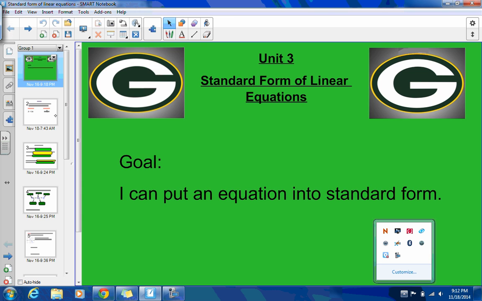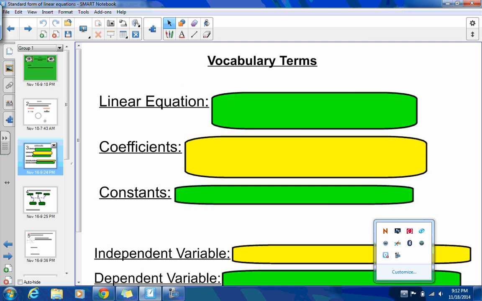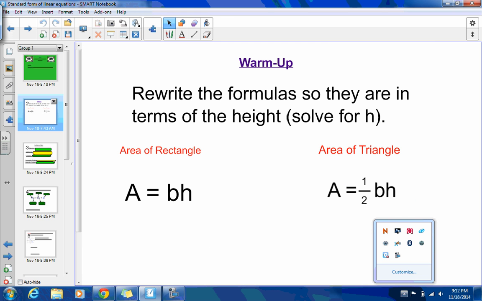So first of all, this is what we learned about. I'm just going to go through one of these examples.